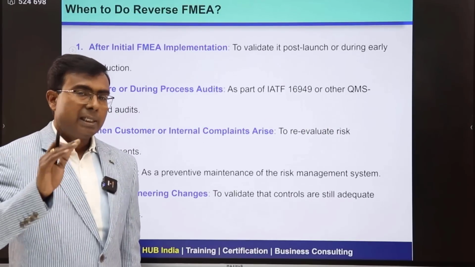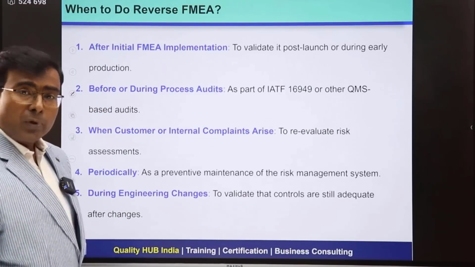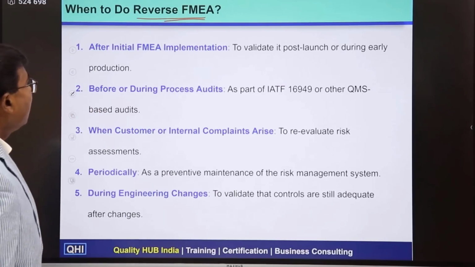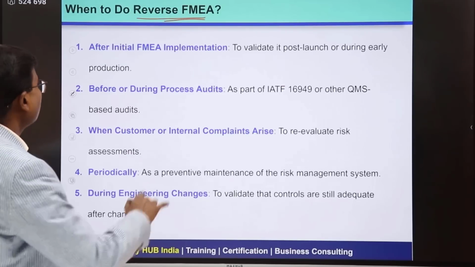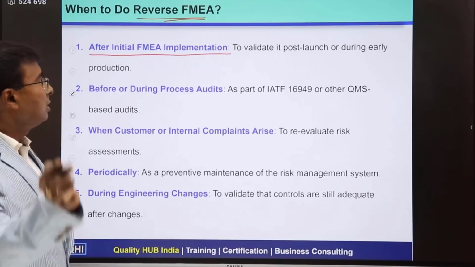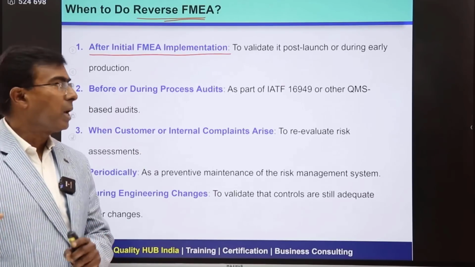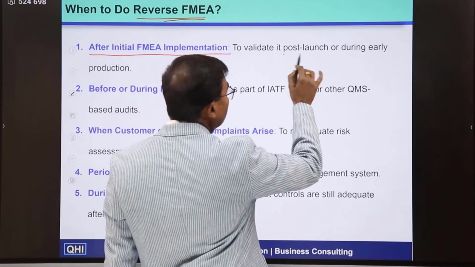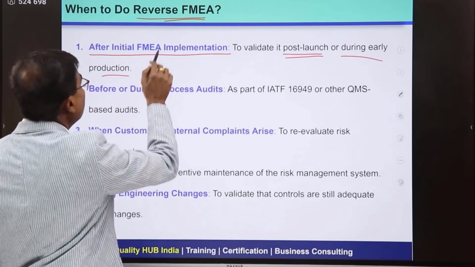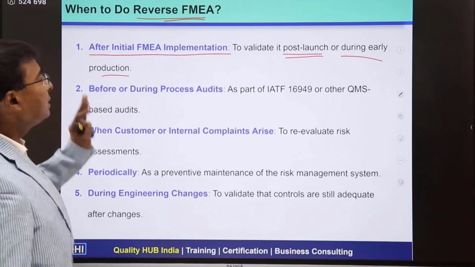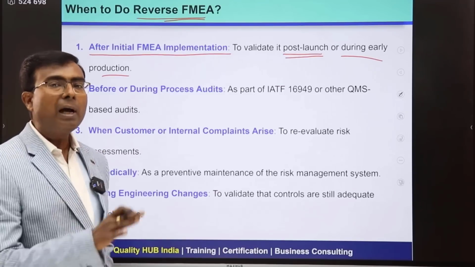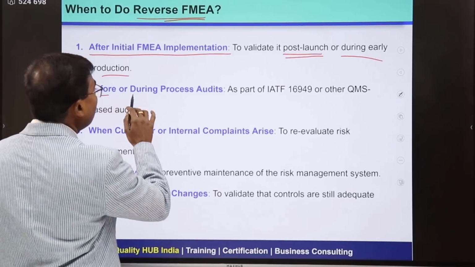So now the question arises, when to do FMEA? We know. Now when to do reverse FMEA? The FMEA is done during the APQP activity. Talking about the reverse FMEA, it comes after the initial FMEA implementation. Once your original FMEA is implemented and you are doing some production, post launch of the product, during the series production or during early production, you can do reverse FMEA. So give some time after launching of the product and then go to the Gemba to observe the happenings, right? Before or during process audit.